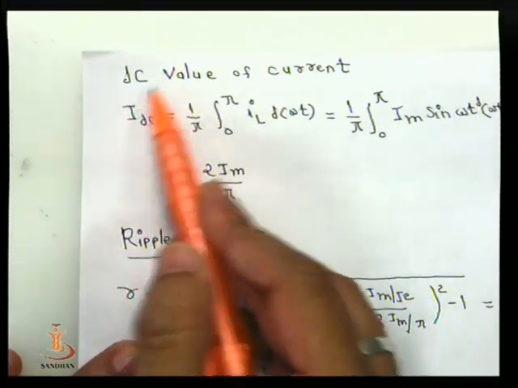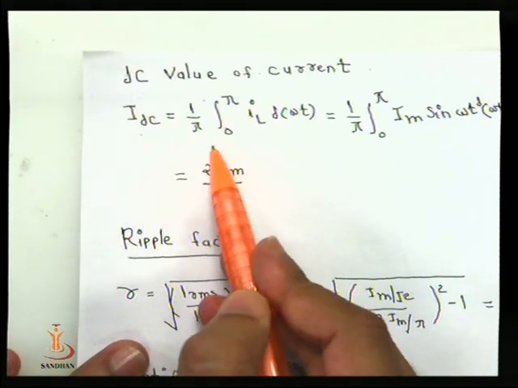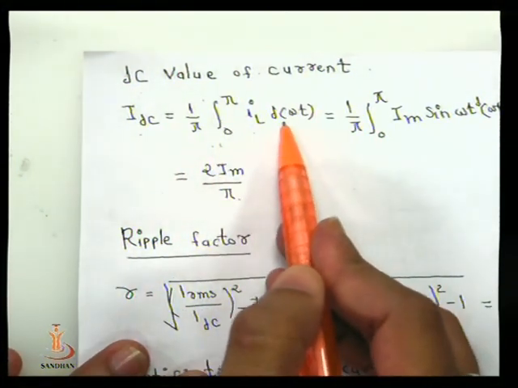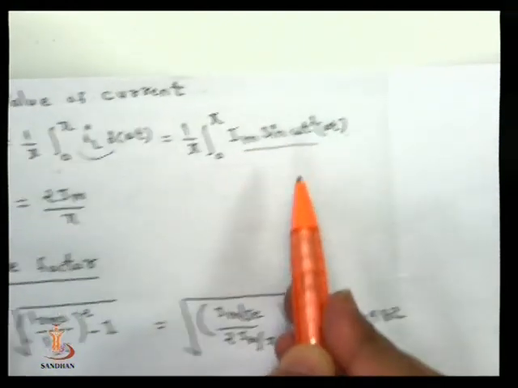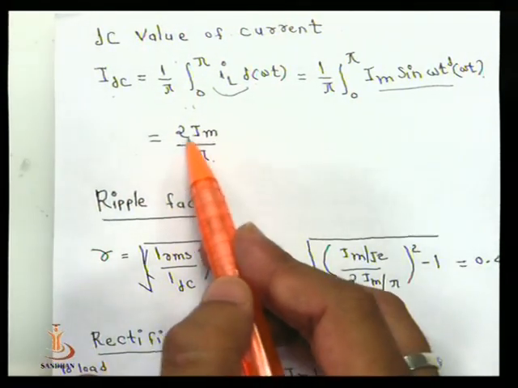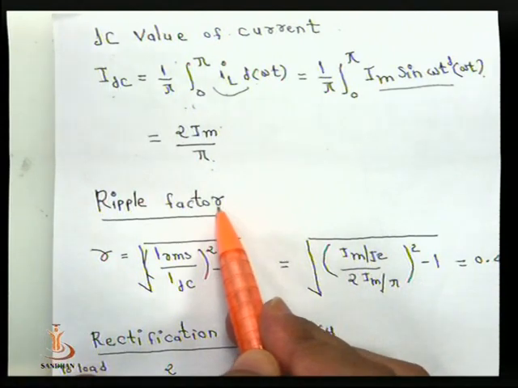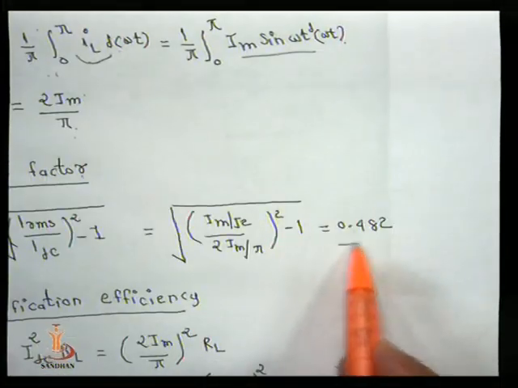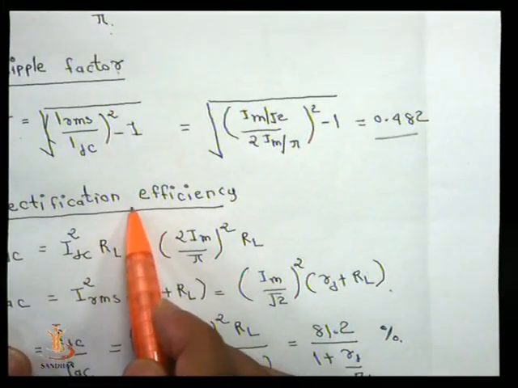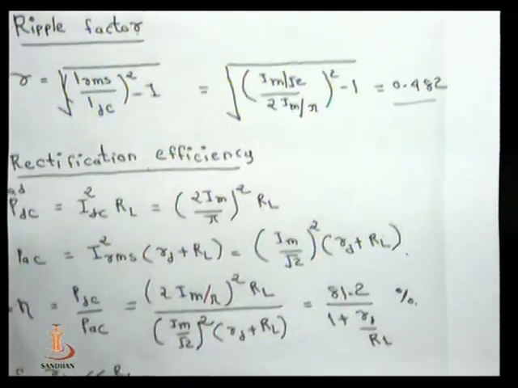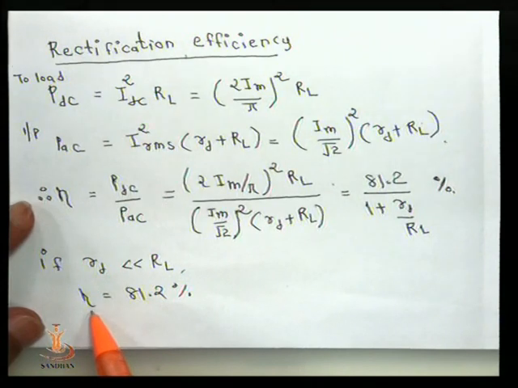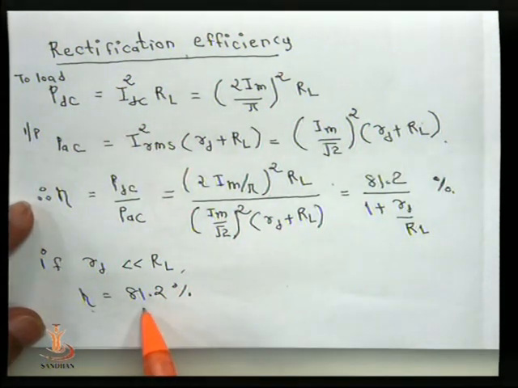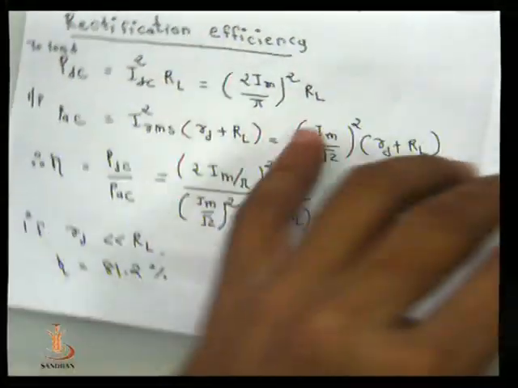IDC, or the DC value of the current, is nothing but IDC equal to 1 upon pi, 0 to pi, IL d omega t. The value of IL is Im sin omega t, which gives 2 Im by pi. Ripple factor R equals 0.482. Rectification efficiency, what we are getting, due to the shortage of time I am leaving this one. Eta for the full wave rectifier we are getting is 81.2%.